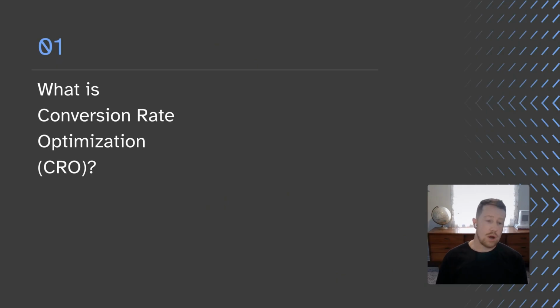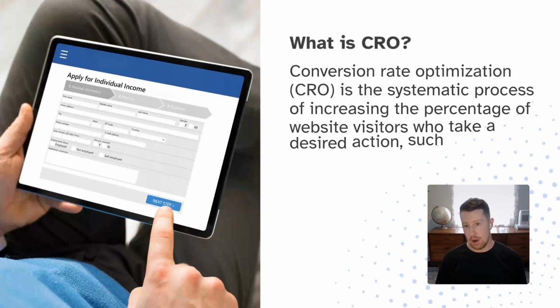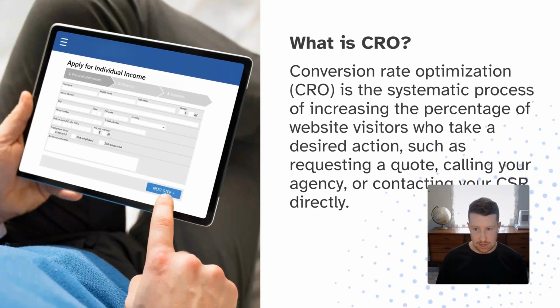So what we'll discuss in this presentation is what conversion rate optimization is, and specific tactics that you can incorporate on your website today that will actually increase conversions. So what is conversion rate optimization, also known as CRO? It's the systematic process of increasing the percentage of website visitors who take a desired action on your website. An example of this within the insurance space: requesting a quote, calling your agency directly, or contacting a CSR.